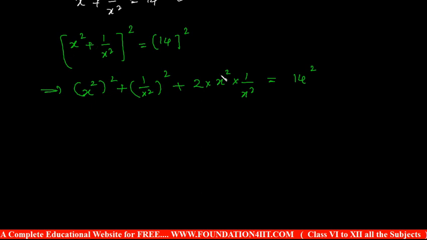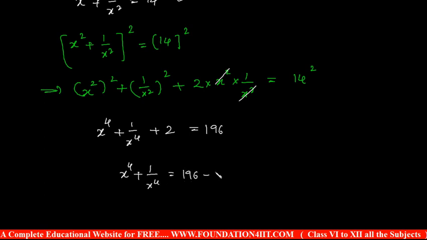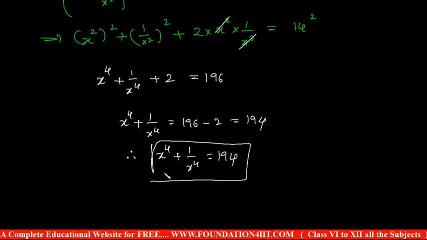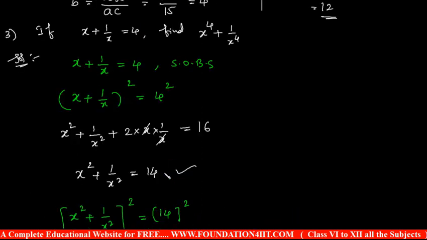We are getting cancellations in both. So this is x to the power 4 plus 1 by x to the power 4 plus 2. Next we take that to the other side as minus 2. This is 196, 14 into 14. Then x power 4 plus 1 by x to the power 4 is equal to 196 minus 2, which is 194. Therefore, the value of x to the power 4 plus 1 by x to the power 4 is 194. You are applying the same formula 2 times, just doing squaring on both sides.